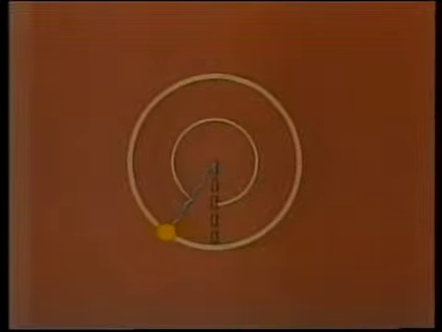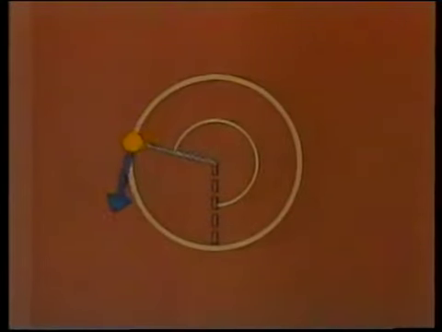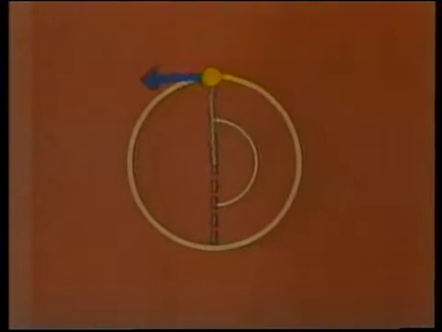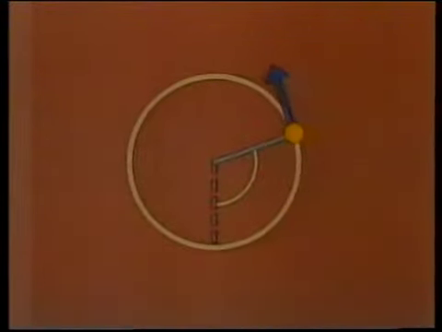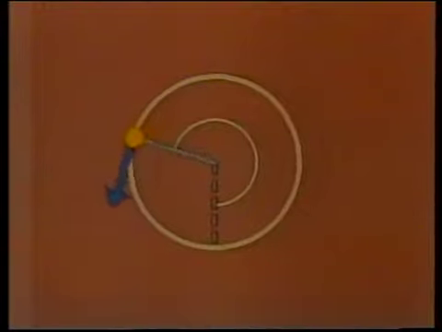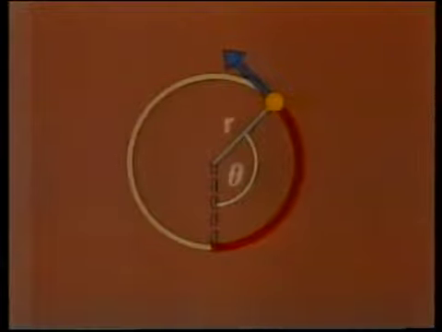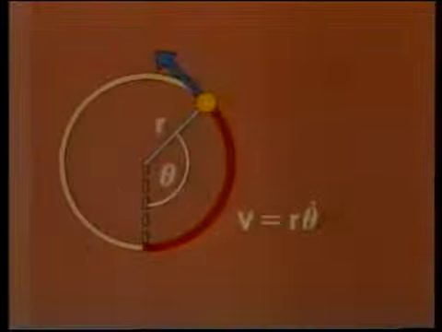Now, what about its velocity? Well, to find the velocity, we need to know both its magnitude and its direction. And the direction is easy. It's tangential to the circle. The magnitude of the velocity is the speed of the particle, that is, the rate of change of its distance around the circle. And the distance the particle has gone is the length of this arc, which is r times theta. For theta increasing, the speed is just r times theta dot.